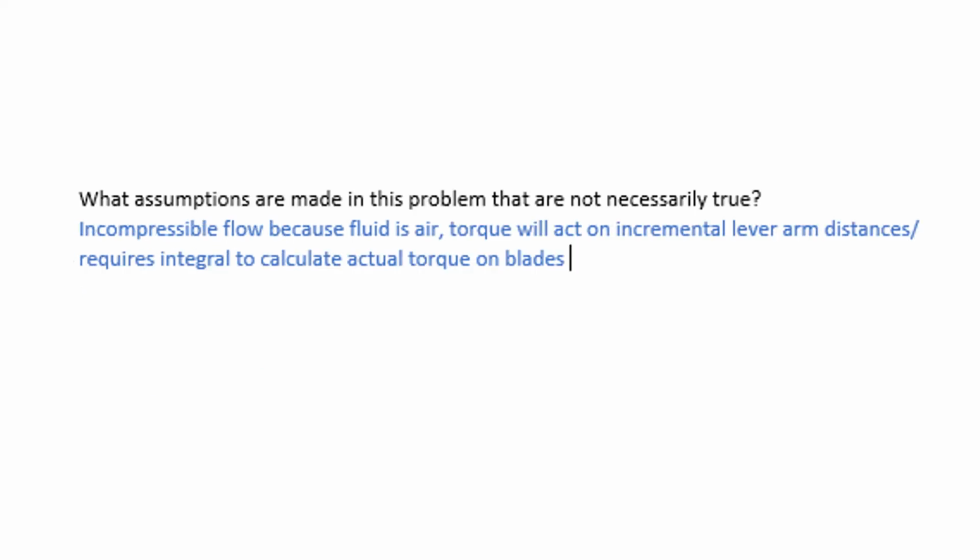What assumptions are made in this problem that are not necessarily true? So, assumptions that aren't really true. There's the incompressible flow: usually when the fluid is air, air can be compressed. And torque will act on an incremental lever arm distance, so it's really going to be more complicated. You'll need an integral to calculate the actual torque on the blades.